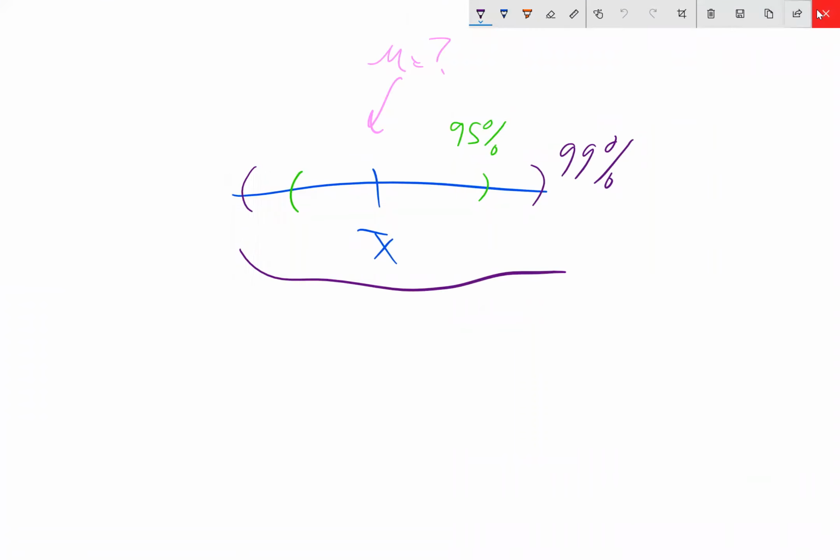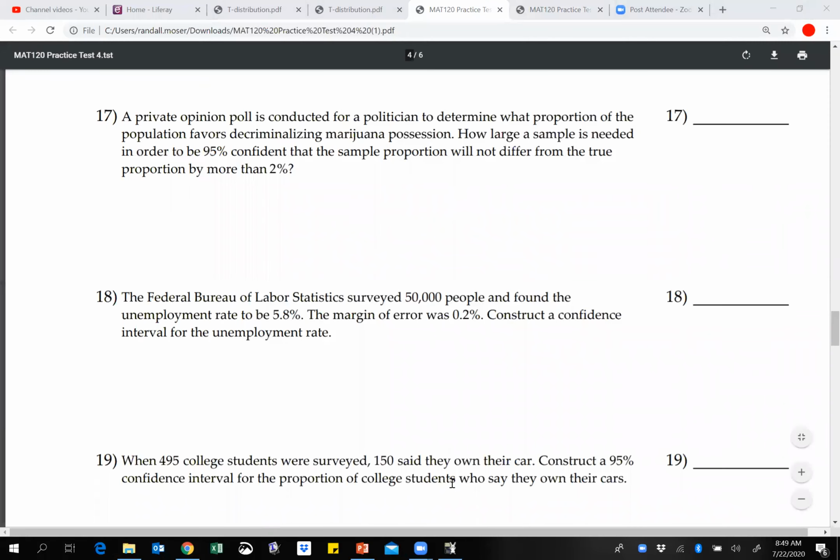Where did my snip go? Ah. I might have deleted it.